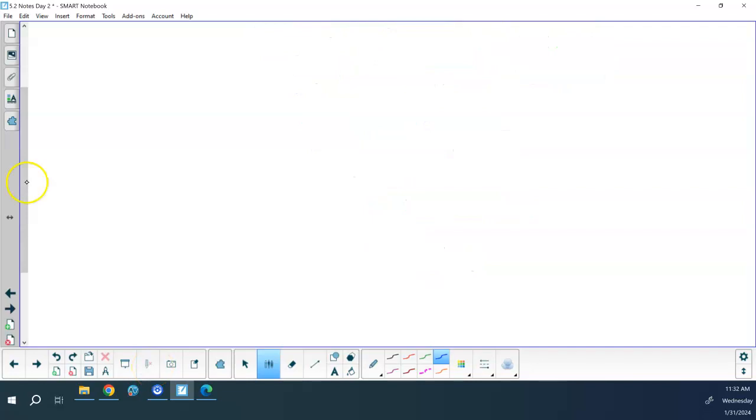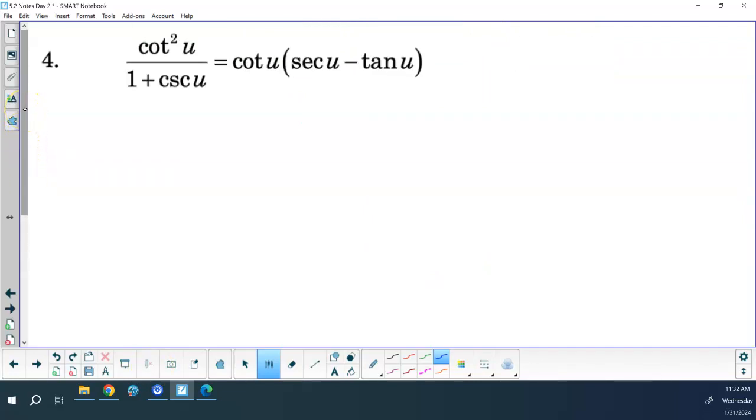Erase the whole thing. Should we start on the left side then? I would have started on the left side, because once again, anytime that you see 1 plus or 1 minus or a singleton trig function being added or subtracted, that's the side you go to. So I would have gone here.